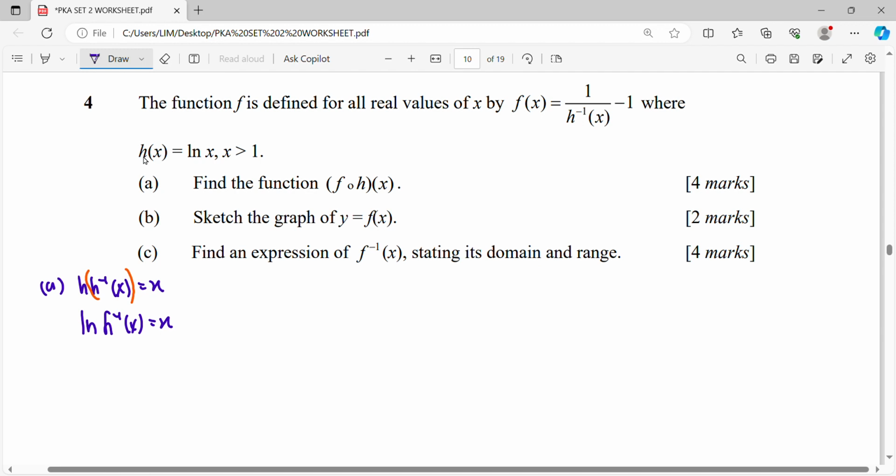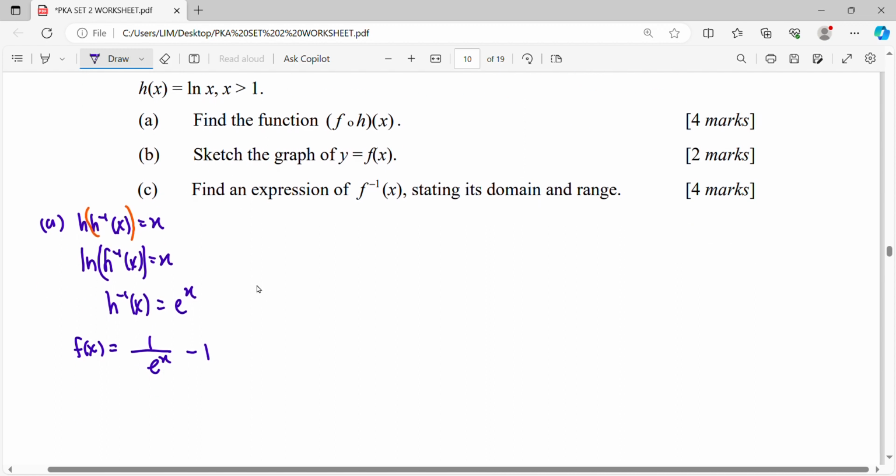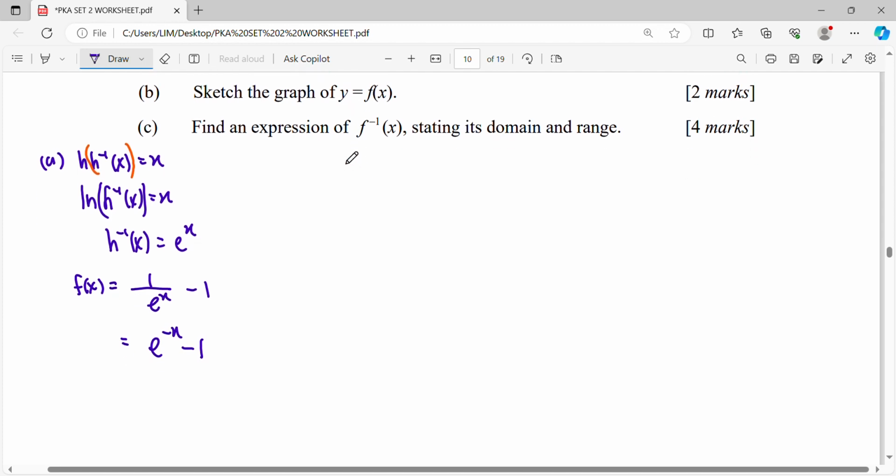When you want to undo that ln, it will become e to the power of x. And then when we want to find our function, f(x) equals 1 over e^x minus 1. So in other words, when we simplify, it will be e^(-x) minus 1. Then we can proceed to find our composite function f(h(x)).